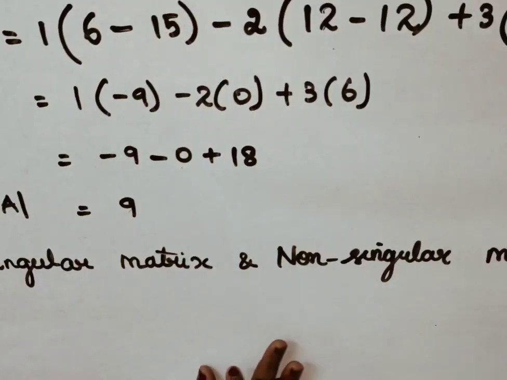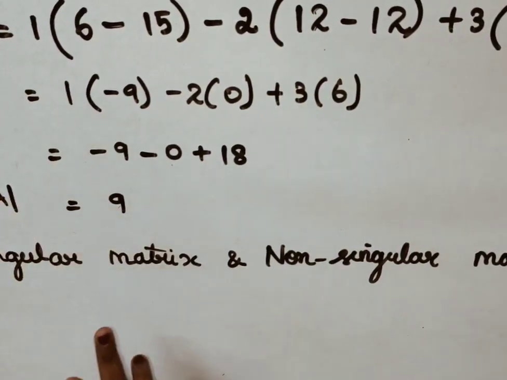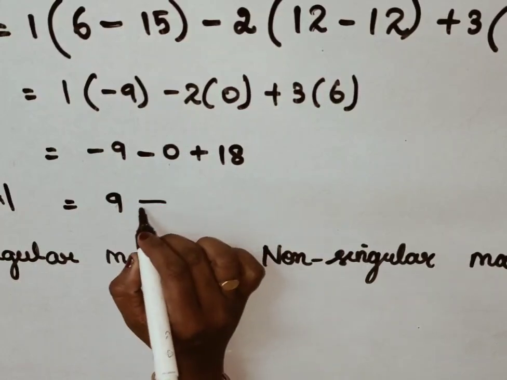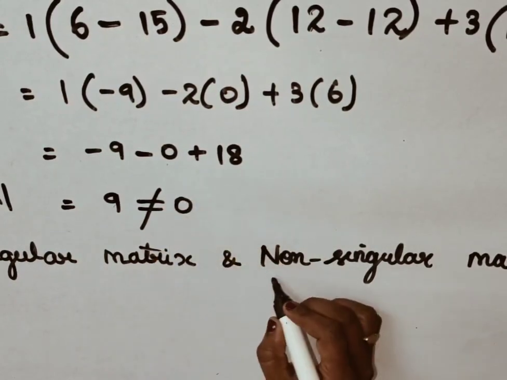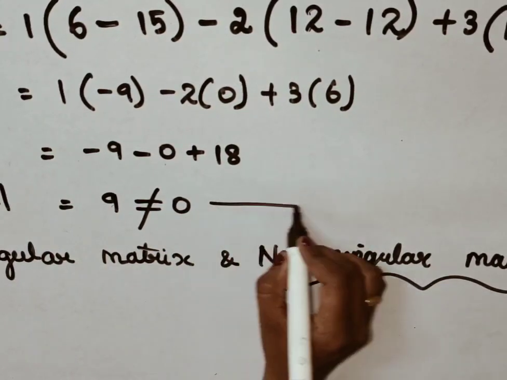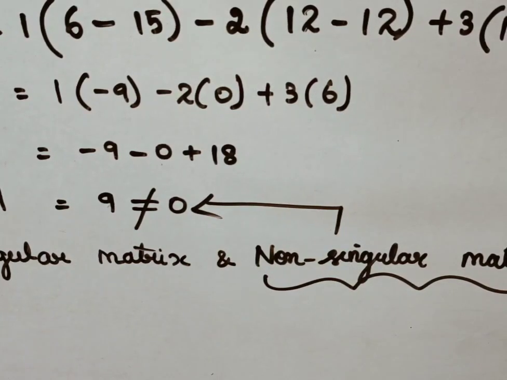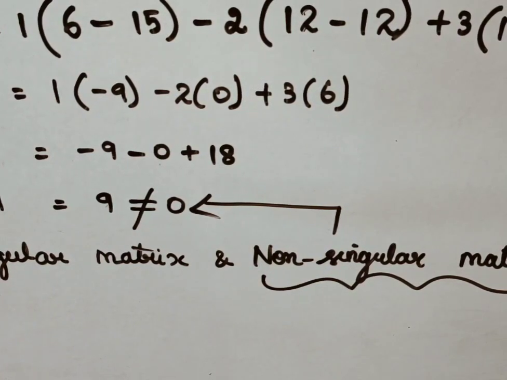We will consider the previous example itself. For this matrix A, we found the determinant. If this determinant value is not equal to 0, then we call that matrix a non-singular matrix.